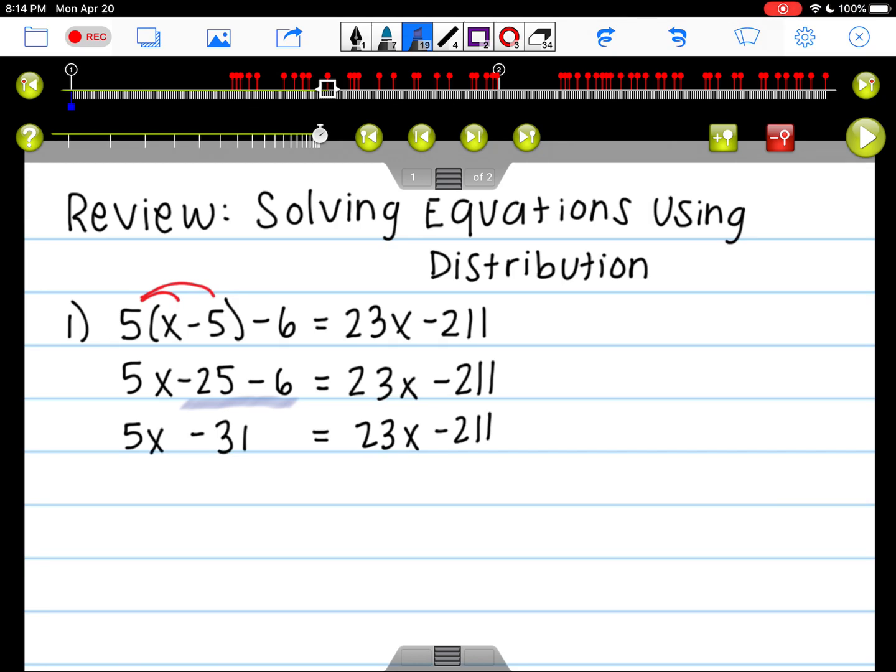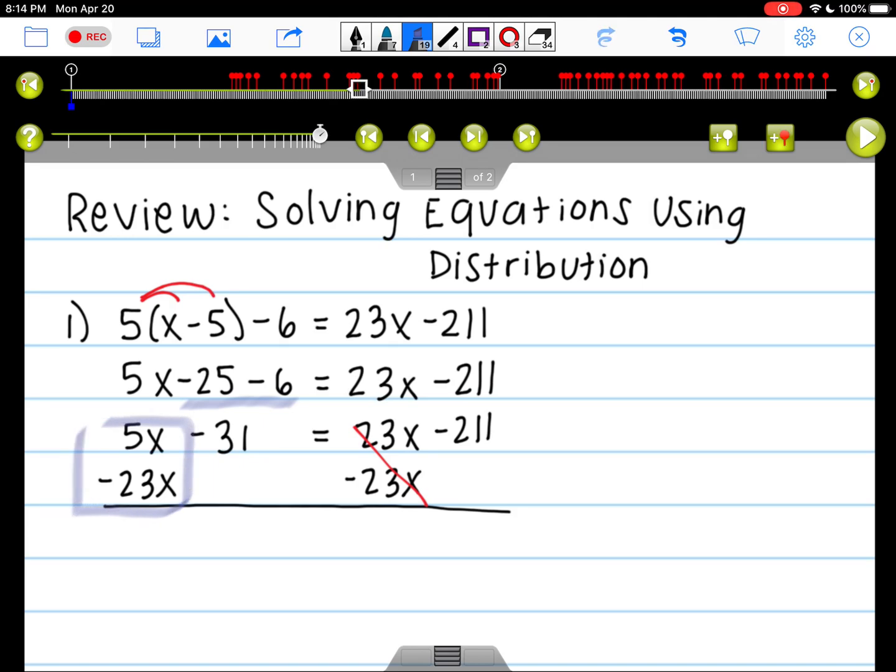So I'm going to bring my 23x over here, and if I want to do that, I do the opposite. Oh, I did not do that. Okay, I subtract 23x, sorry, I forgot what I was doing. So minus 23x from both sides. I'm subtracting 23x that way the 23x's cancel, because 23x minus 23x is just 0. So there's nothing there anymore.